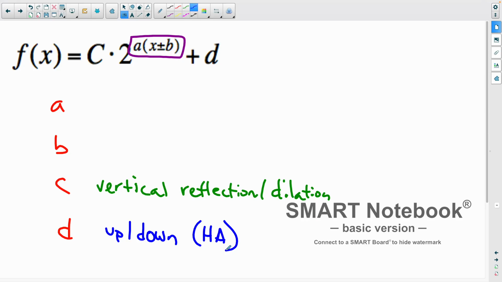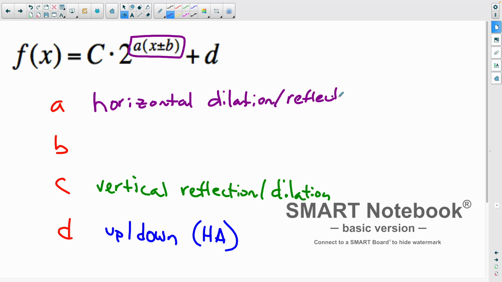Next. What else do we know? A is the horizontal dilation. Okay, good. A is going to be the horizontal dilation or reflection. And then B is going to be the left and the right.